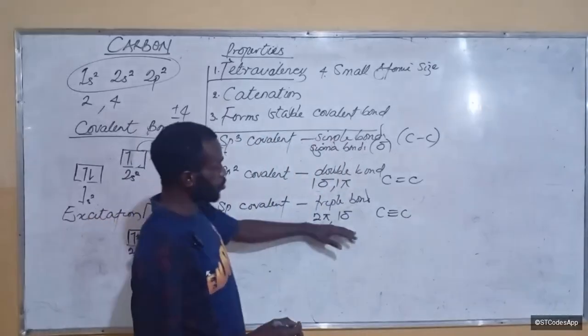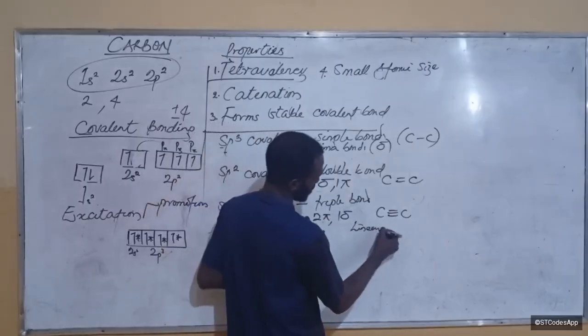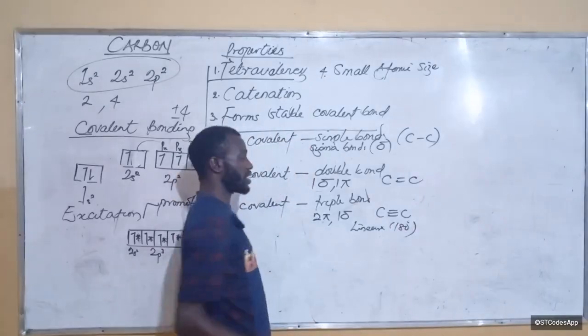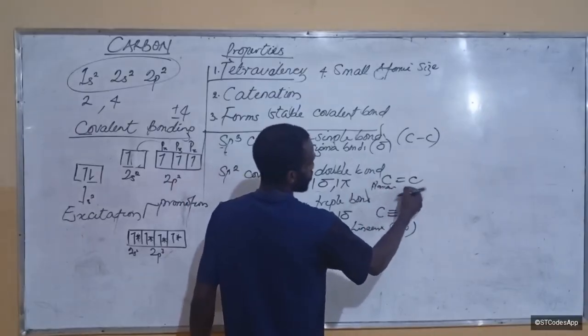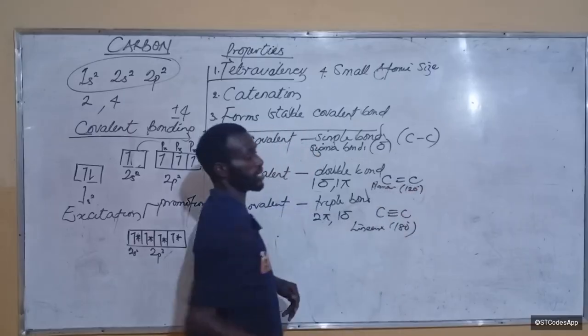So for this reason, this one forms a linear geometry with a bond angle on a straight line of 180. This one forms a planar geometry. Planar geometry means a plane, okay? The bond angles between them are about 120 degrees.